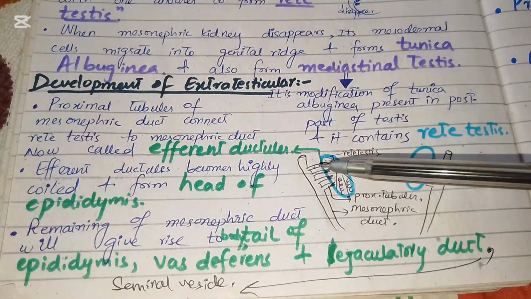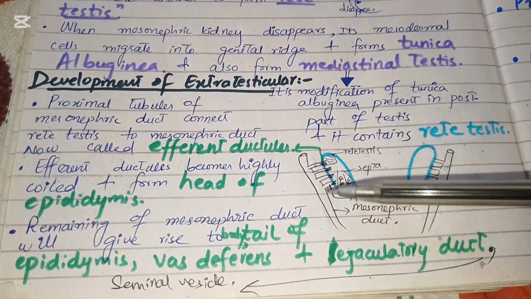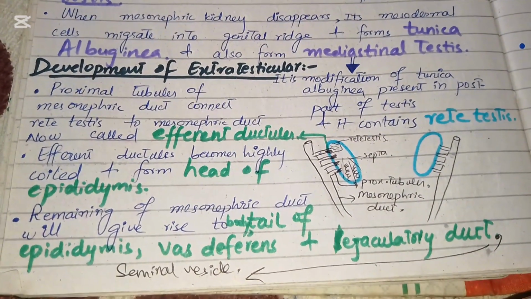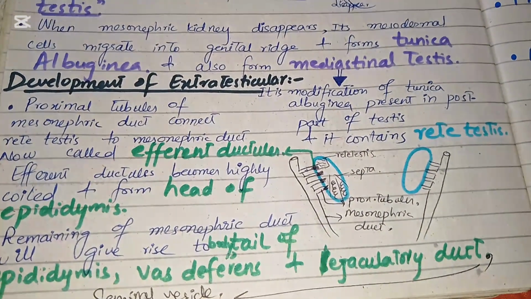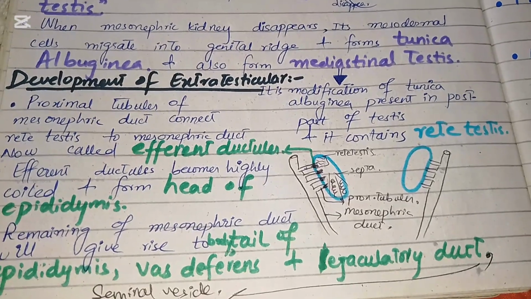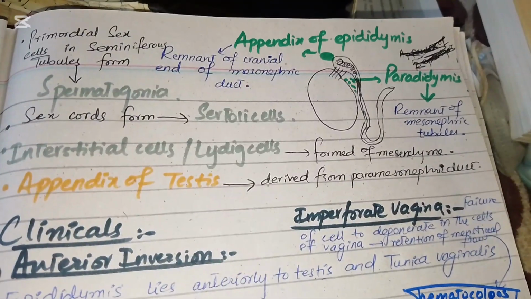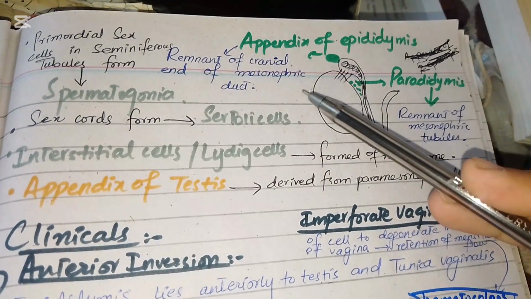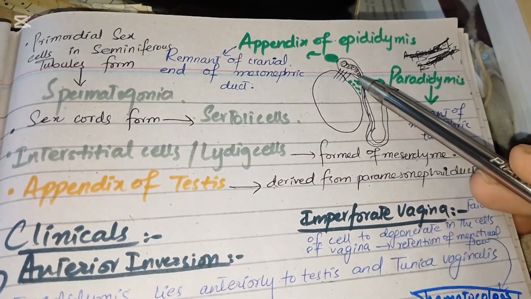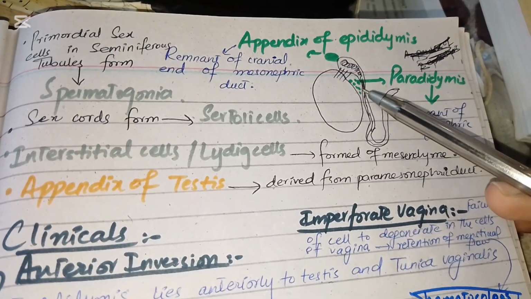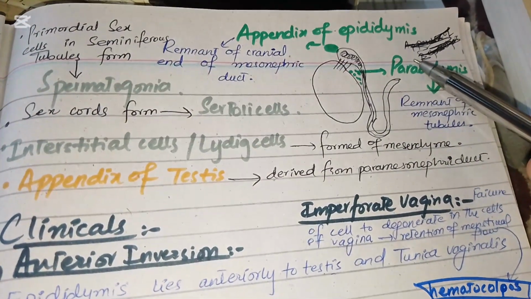Then the efferent ductules become highly coiled and they form the head of the epididymis. And the remaining part of the mesonephric duct will give rise to the body and tail of the epididymis, the seminal vesicle, and the ejaculatory duct. See, the testes have been developed, and this is the head of the epididymis, this is the tail and the body, and the remaining structures have been developed.